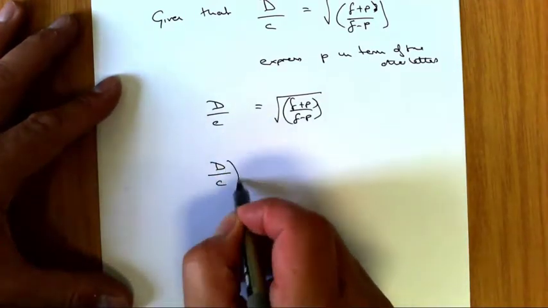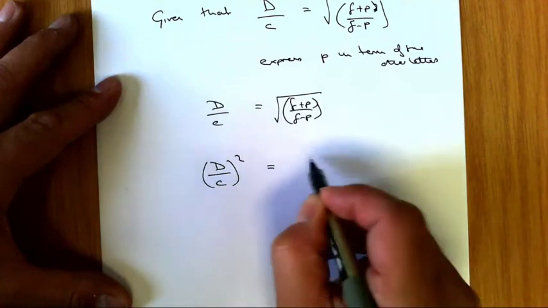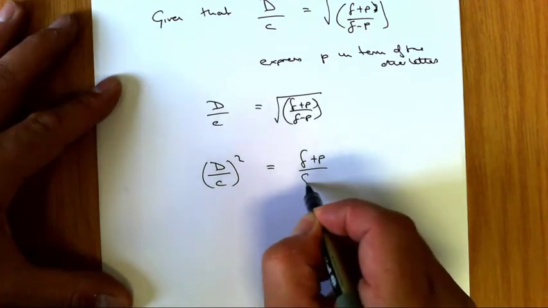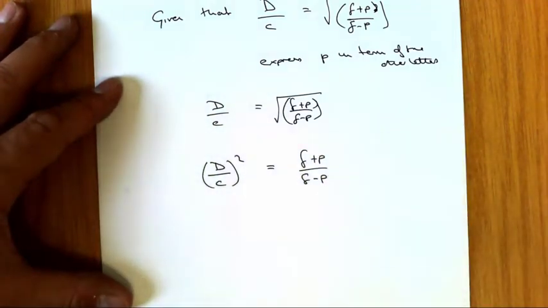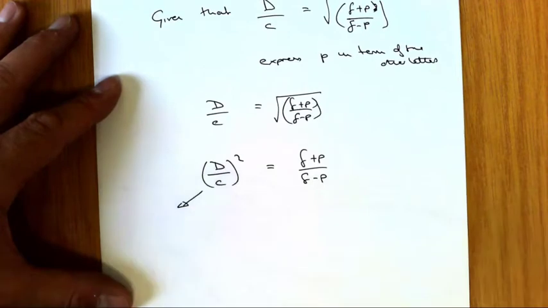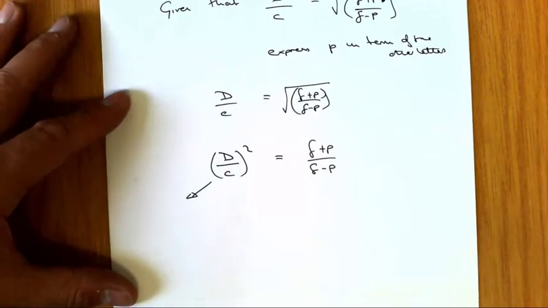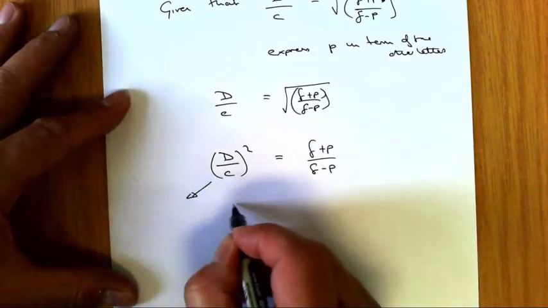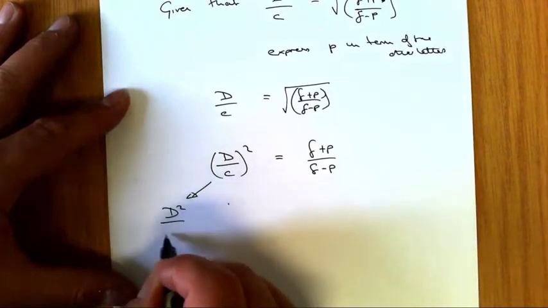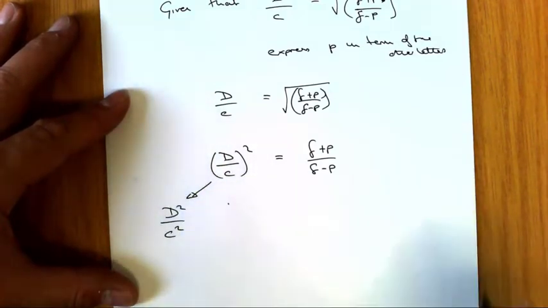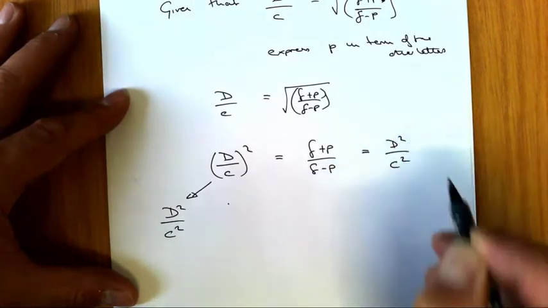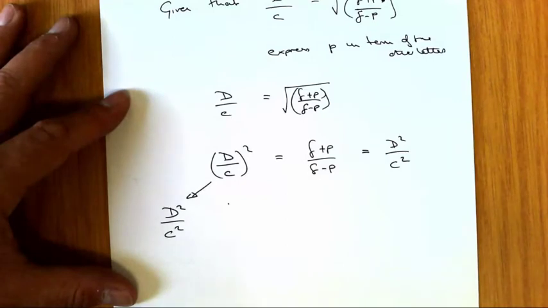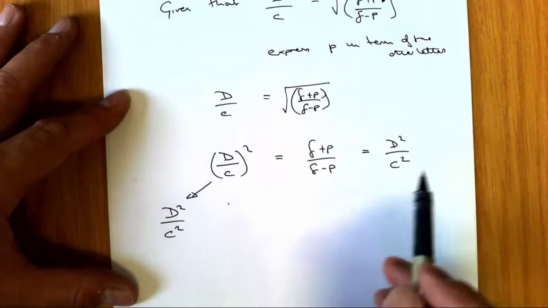So we've got d over c squared equals just f plus p, f minus p. And if you know your indice rules, which hopefully you do, you know that d over c squared is the same as d squared over c squared. So we can put that on that side, and these three are the same.